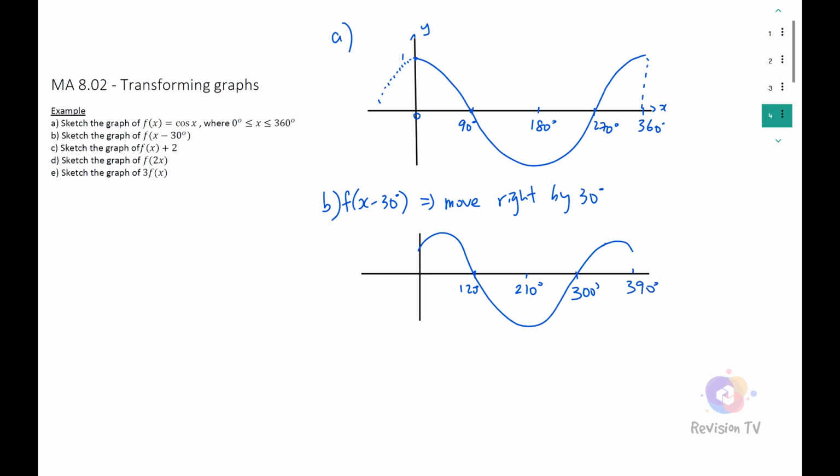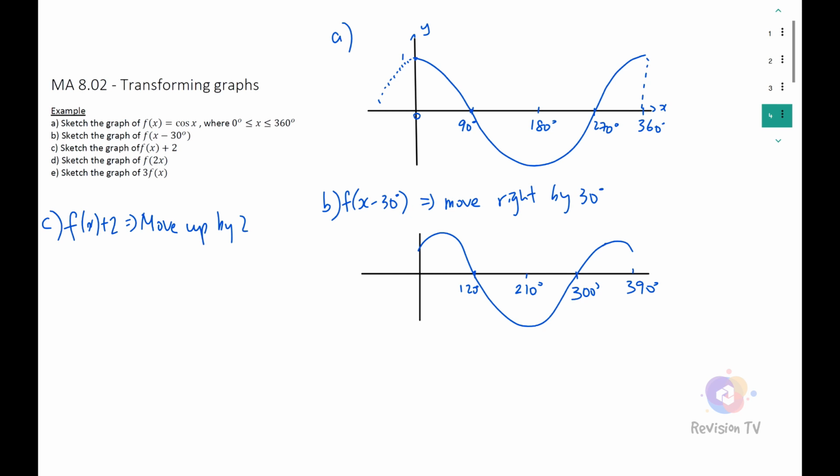Okay. Part C. Sketch a graph of f of x plus 2. Maybe you can tell me what it is. What transformation is this? Plus outside. So plus means translation. Outside means vertical. Vertical 2. So move up by 2.